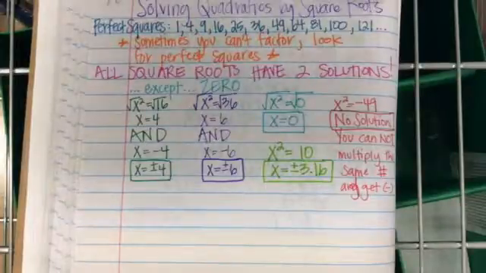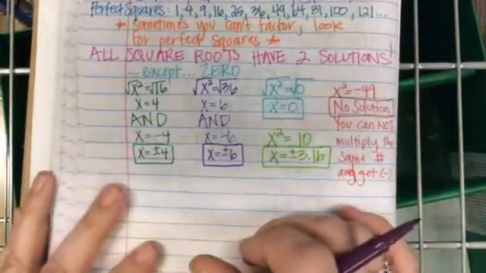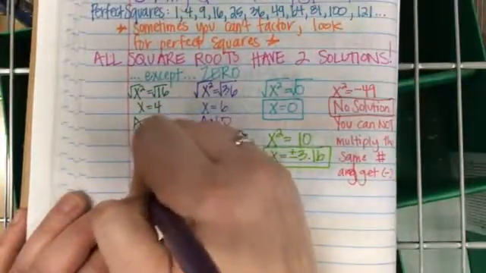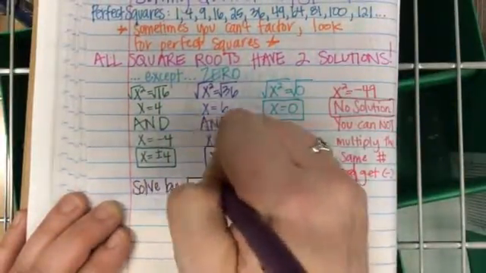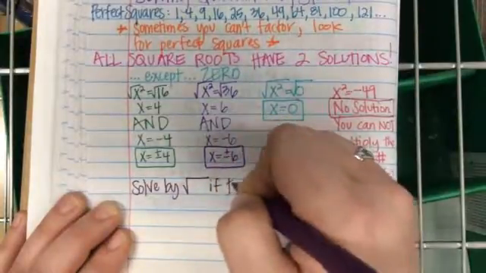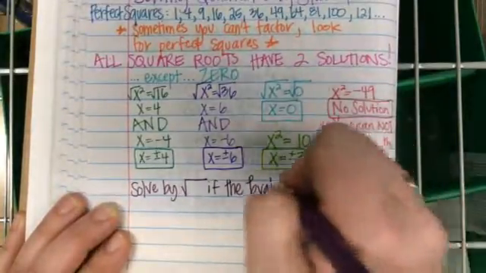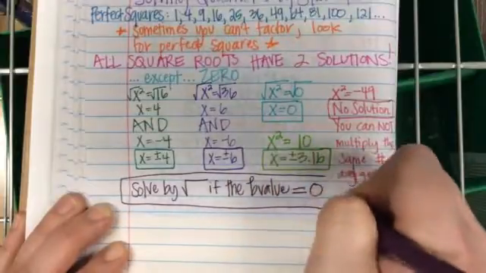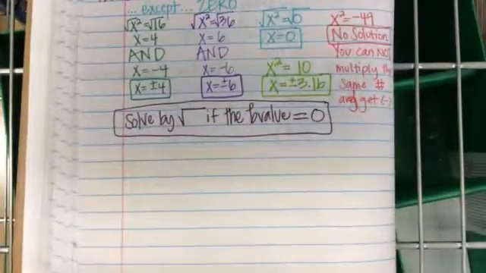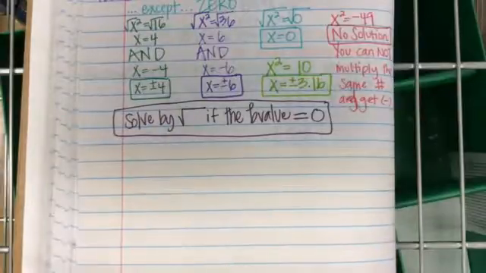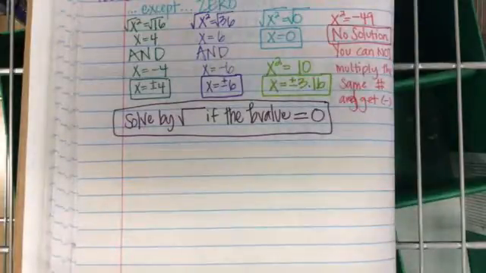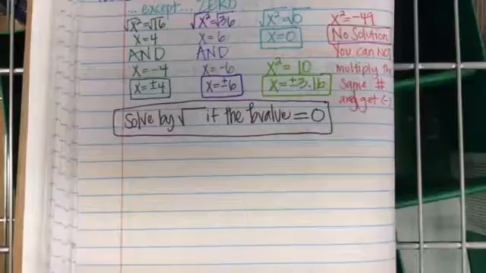All right, so these problems, you look for square roots. So solve by square root if the b value equals 0, meaning you've got no x. You have an x squared, but there's no x variable. And here are the steps that you use.